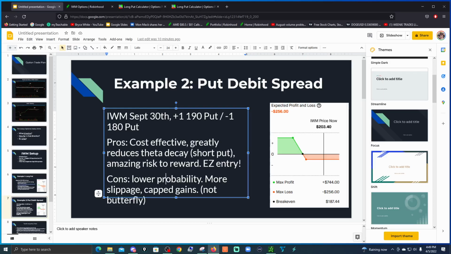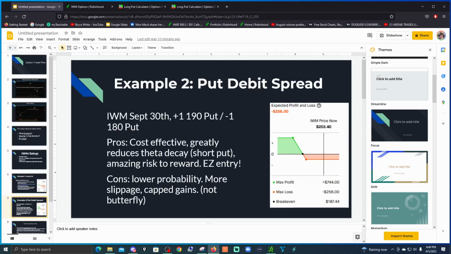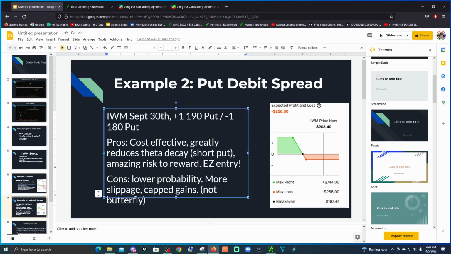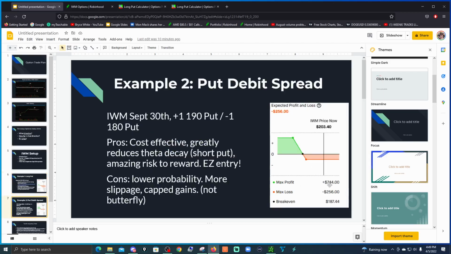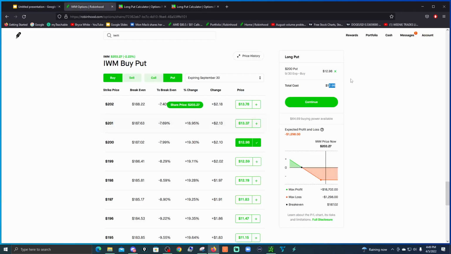The cons are that it's a little bit lower probability because the 190 put is slightly more out of the money than the 200 strike put. And the 180 put makes it so that we have capped gains. So before, our max profit was if the IWM absolutely tanked. But in this case, our max profit is $744. So what am I really talking about here?